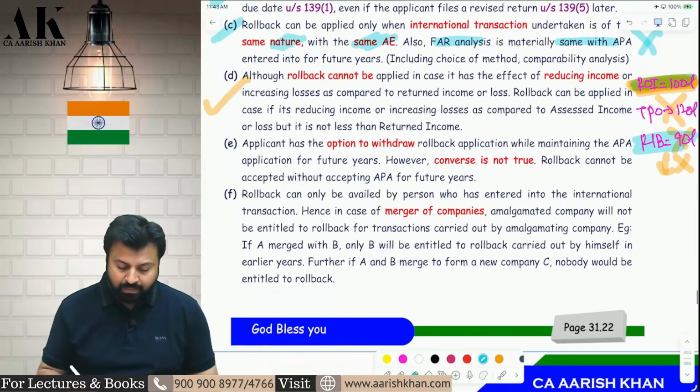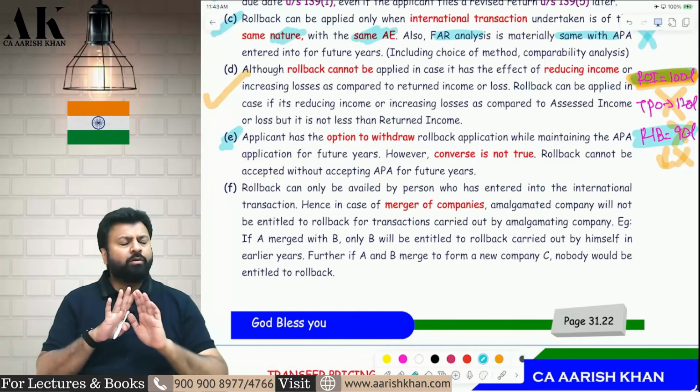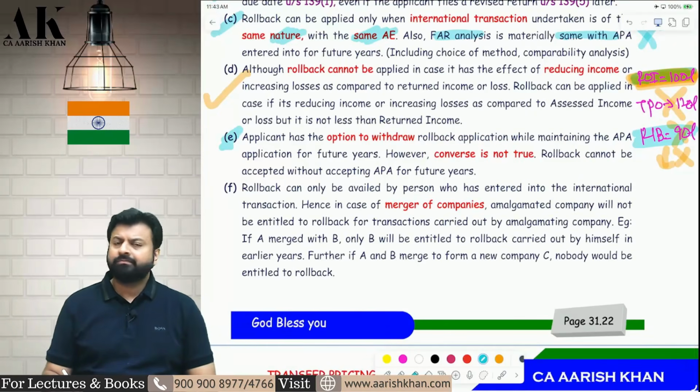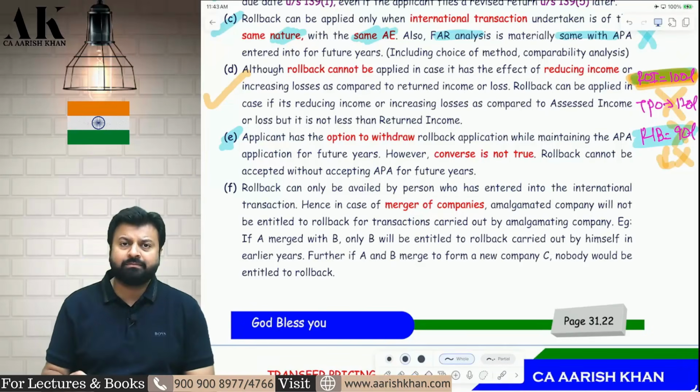Now, next point. Can I only go for rollback? No. Can I only go for APA? Yes, only APA is possible. Only rollback is not possible. Without APA, rollback is impossible.